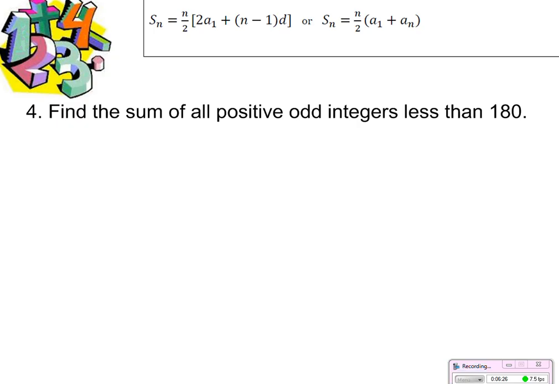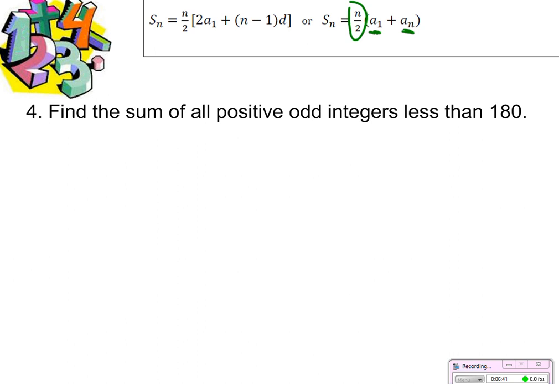So find the sum of all positive odd integers less than 180. So here's where I know the first positive odd integer. I know the last positive odd integer. I know how many odd integers there are between 0 and 180. Okay, it's going to be 90.